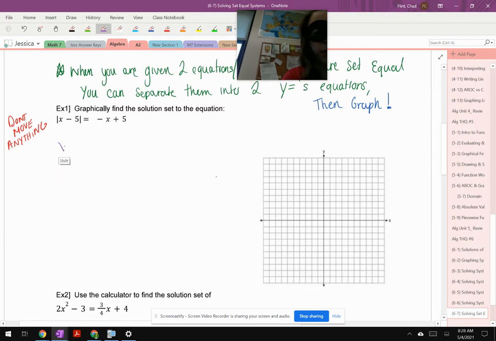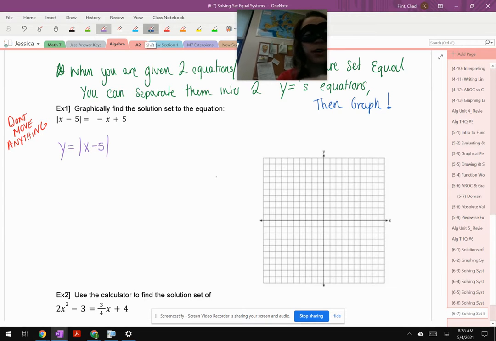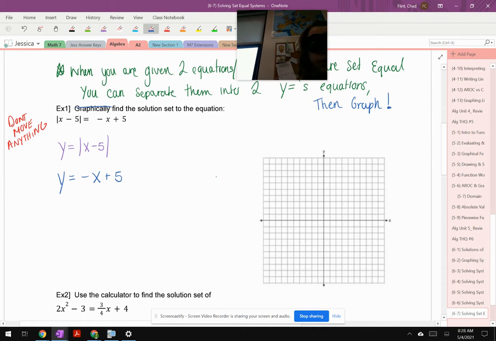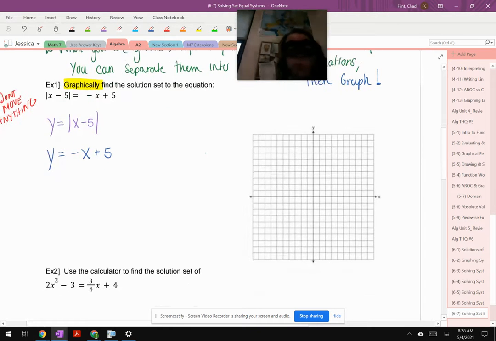Don't move anything, just separate them into 2 separate equations. Y equals the absolute value of x minus 5, and y equals negative x plus 5. It is telling us to use a graph to do this. They want us to graphically solve here. So we need to use our grid.